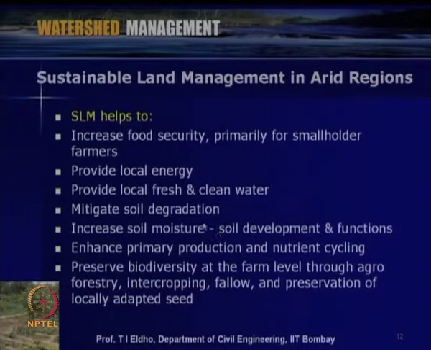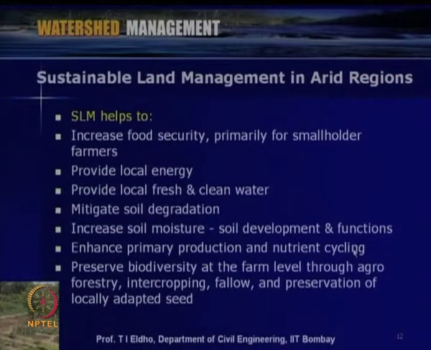So we can see that when the soil moisture is improved, then the agricultural yield will be more, or we can say more land we can use for agricultural purposes. So the increase in soil moisture is very important. We have to look at soil development and functions as far as sustainable land management is concerned, and then enhance primary production and nutrient cycling. This is also very important.